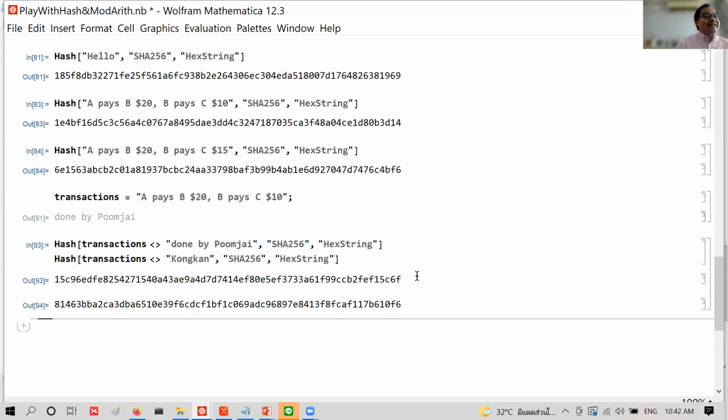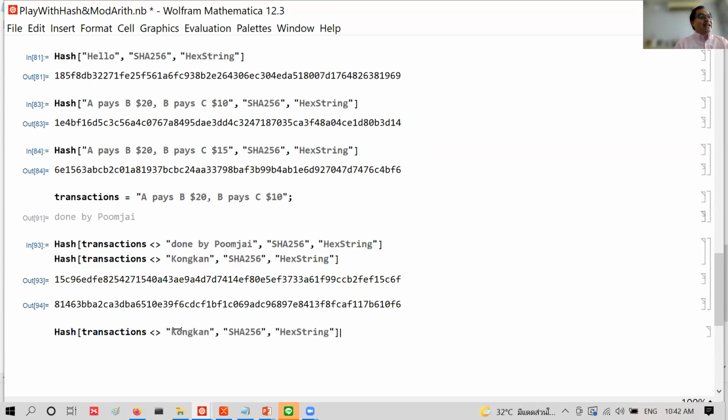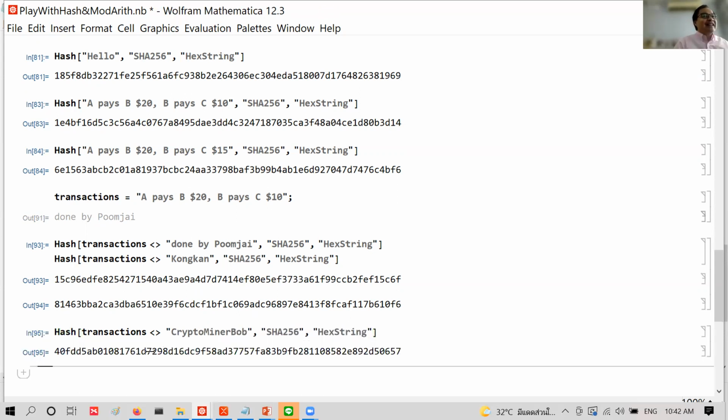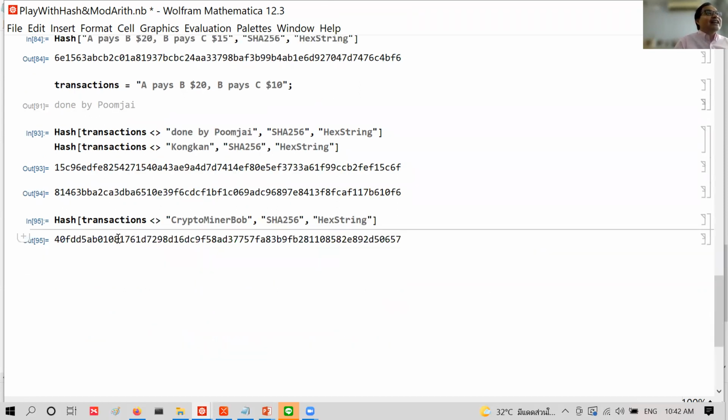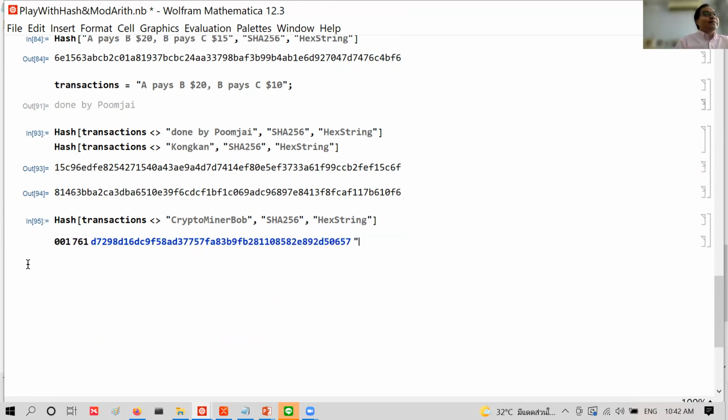Now let's say that some guy, his name is crypto miner Bob, and he gets this. Except I'm just going to cheat. Except he does this, and the result, instead of getting all the funny numbers, gets this, of the same length, presumably of the same length.